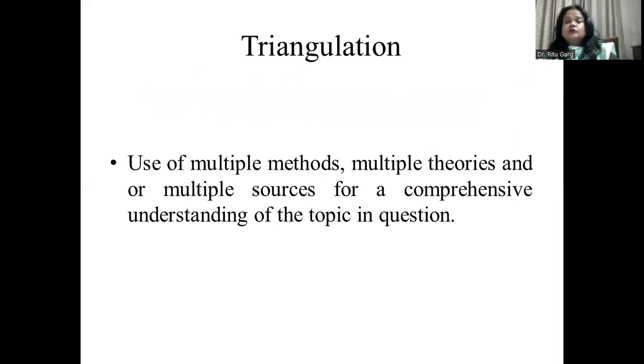So next is triangulation. Why do we need triangulation for this research method? Actually, no single method, whether it is a qualitative method or a quantitative method, can give the perfect explanation of the topic to be researched. And when we are interpreting the data of any of the research methods, there is a chance of bias. To avoid all these problems, we should triangulate our research methodology. What does triangulation mean? It is the use of multiple methods, multiple theories, and or multiple sources for a comprehensive understanding of the topic in question.